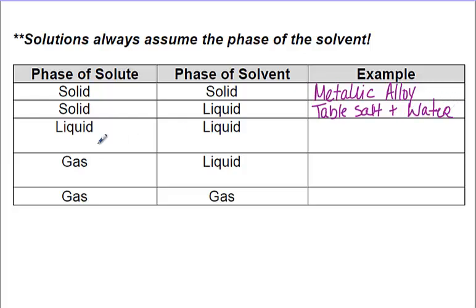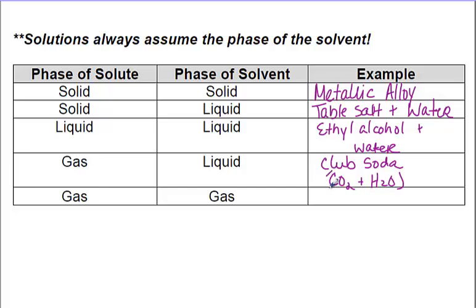And a liquid solute in a liquid solvent would be a good example of ethyl alcohol and water. Gas dissolved in a liquid, so this would be soda or club soda, where CO2 is dissolved in water, so it would be CO2 and H2O. And finally, a gas phase of the solute dissolved in a gas solvent would be air. Air is a mixture, yes, okay.